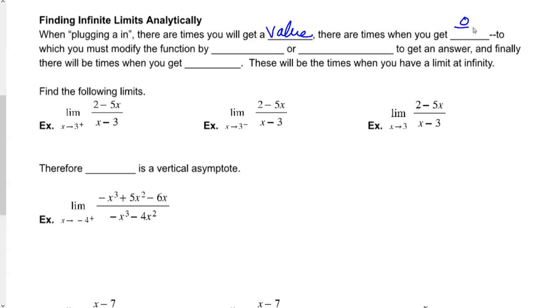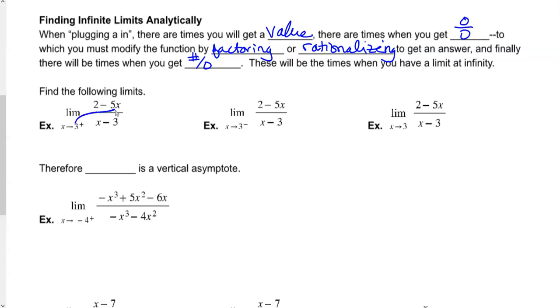There are times when you also will get 0 over 0, to which if you get that case, you must modify the function by factoring or rationalizing with conjugates to get an answer. And finally, there will be times when you get a number over 0. And these will be the times that your answer for your limit will be plus or minus infinity. So let's talk about what happens when we do that. Let's again first plug a in.